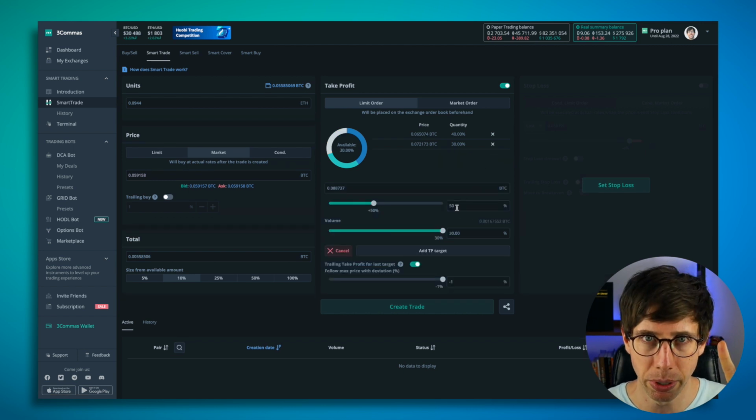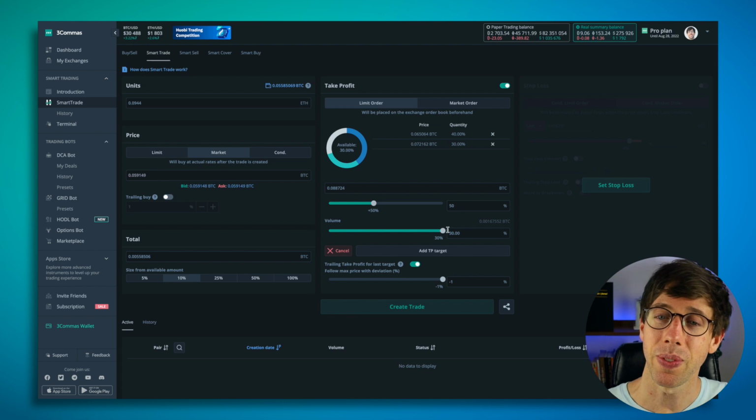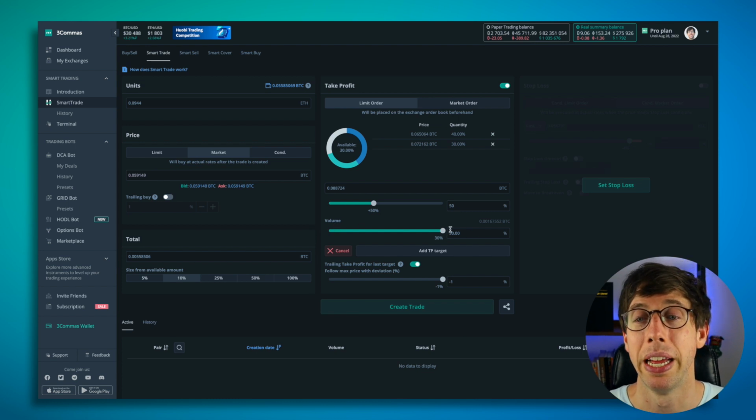Wait a second, two numbers, what does that mean? So I have 30% volume left of my order. I'm buying, or rather, I'm using this much BTC to buy Ethereum at this price. So the last bit of my volume, 30% of my total volume, worth this much Bitcoin right here, I'm going to sell that at 50% above the price at which I enter, okay?